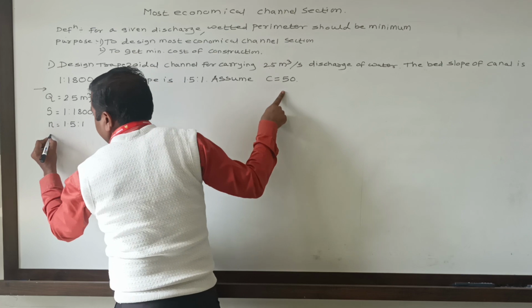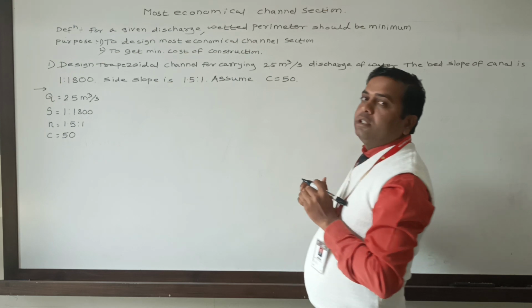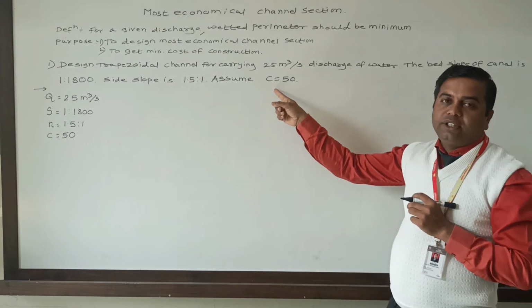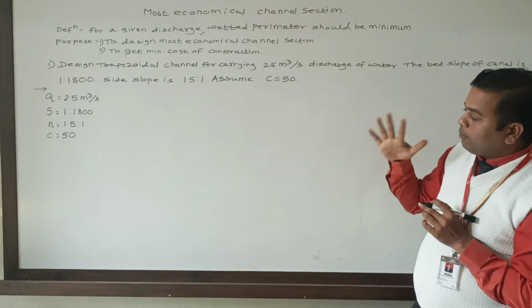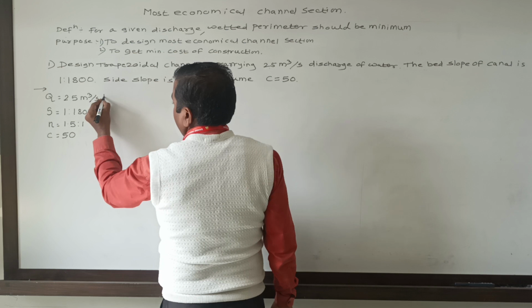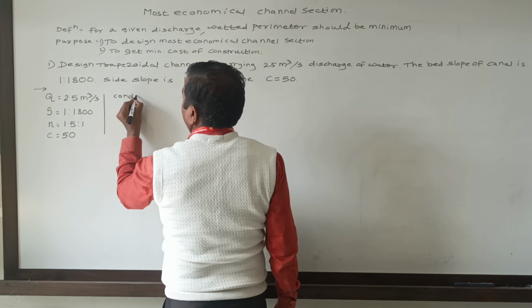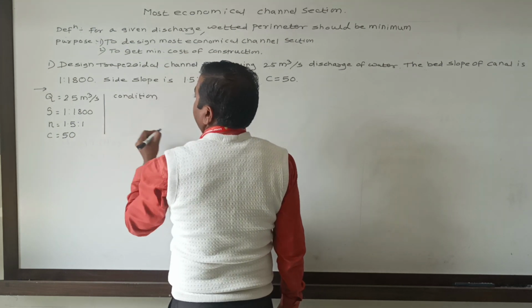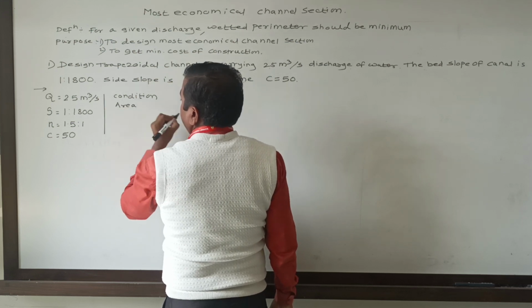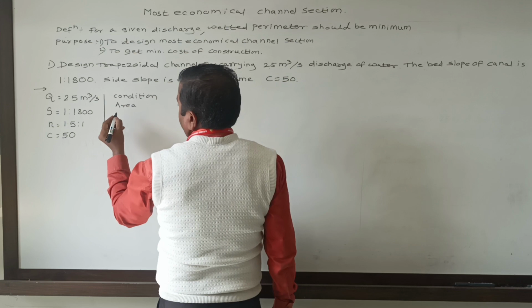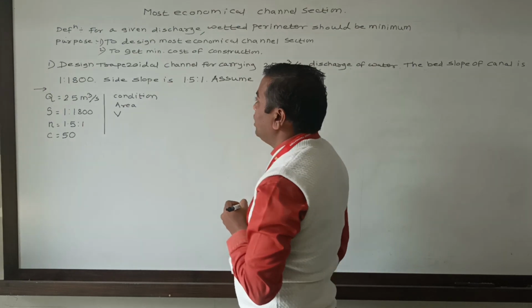See here, the value of C is given. That means we need to use Chezy's formula. C is nothing but Chezy's constant. As Chezy's constant is given, we have to use Chezy's formula. Keep in mind, you have to follow 3 steps here. In the first step, you use the condition for most economical section. In the second step, you calculate the area of channel section.